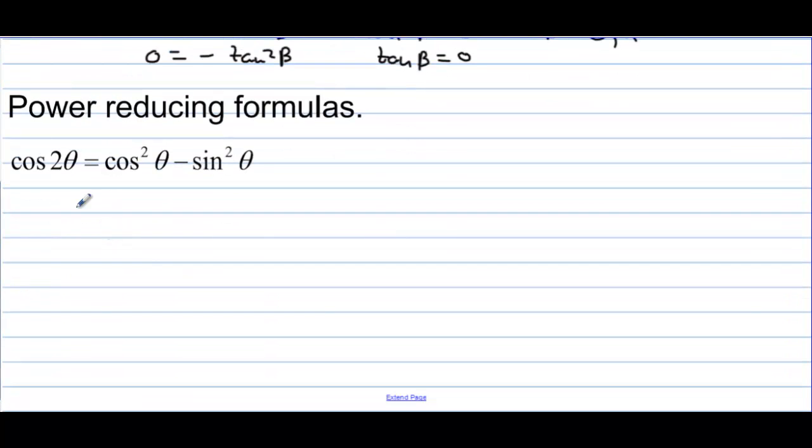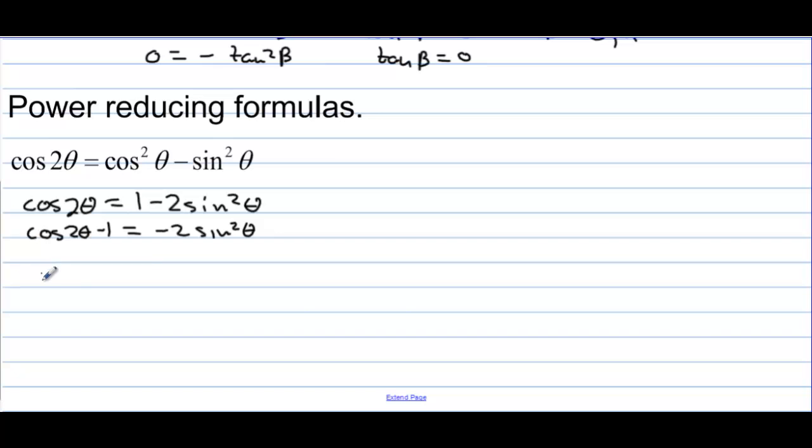Let's talk about power reducing formulas. With cosine, here's one choice, but we have 2 others. We can write cosine of 2 theta is equal to 1 minus 2 sine squared theta, and then how about minus 1? Let's get sine squared by itself. That's equal to negative 2 sine squared theta. And then when we divide by negative 2, we can write sine squared theta is equal to 1 minus cosine of 2 theta over 2. When we divide by the negative, that turns this around, and then it's over 2. So we can turn a power of 2 into a power of 1. That's why we call it a power reducing formula.